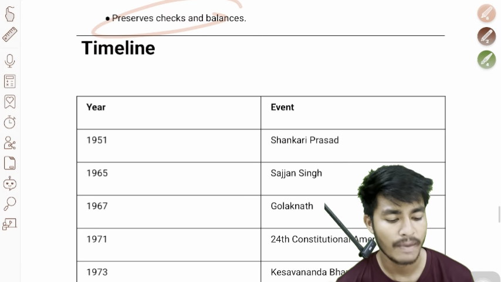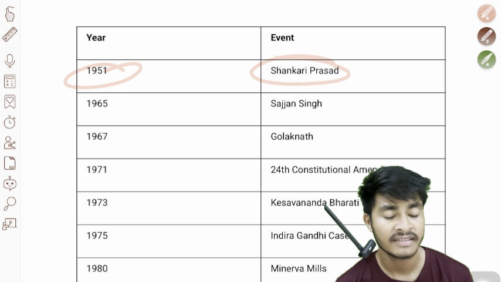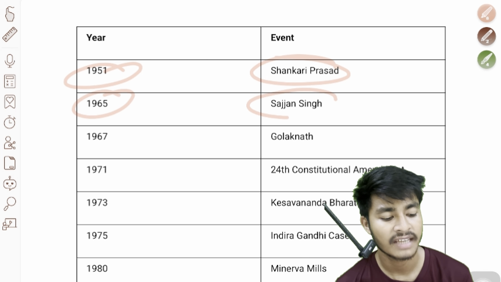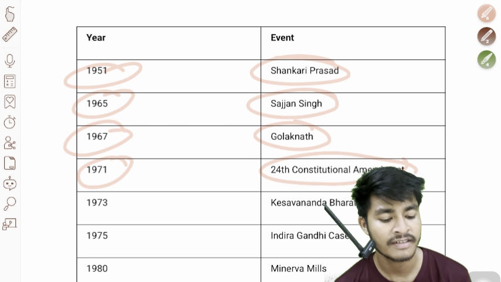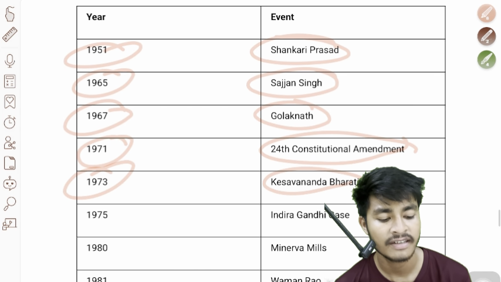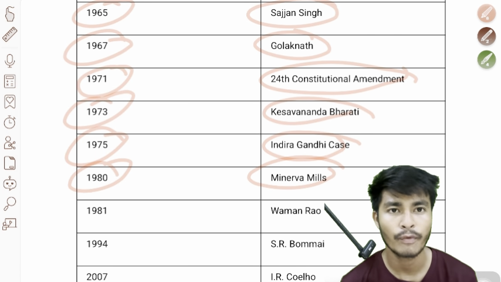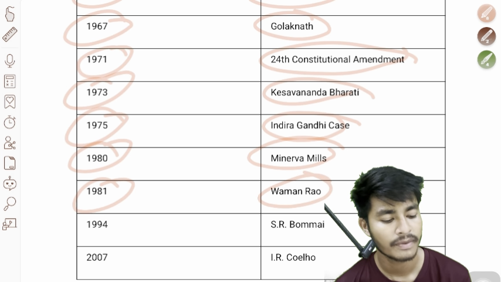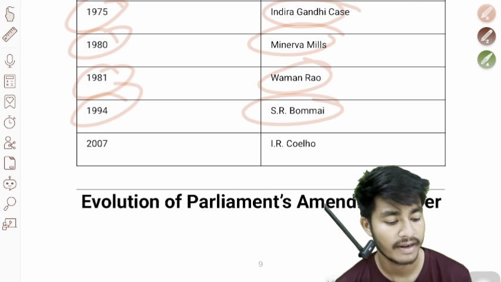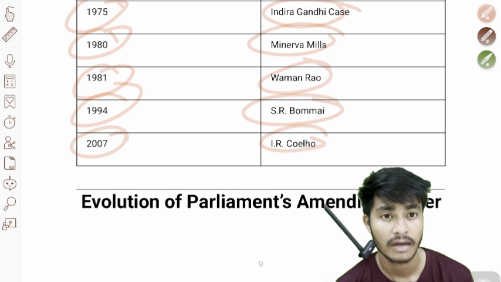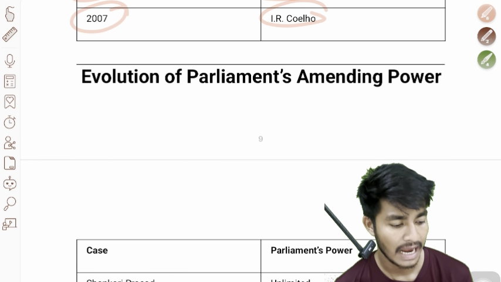Now we'll discuss the timeline. So 1951 Sankari Prasad. 1965 Sajjan Singh. 1967 Golaknath. 1971 24th Constitutional Amendment. And 1973 Kesavananda Bharati case. 1975 Indira Gandhi case. And 1980 Minerva Mills case. 1981 Waman Rao case, and 1994 S.R. Bommai case, and 2007 I.R. Coelho. And now move to the evolution of Parliament's amending power.